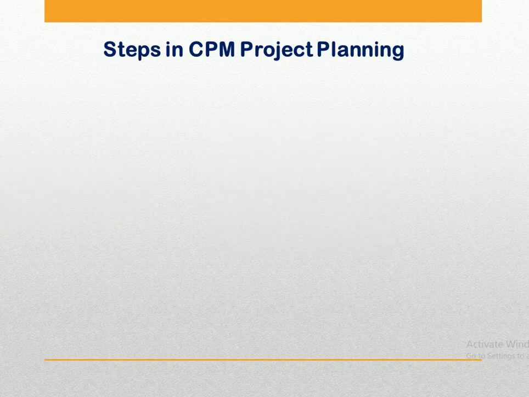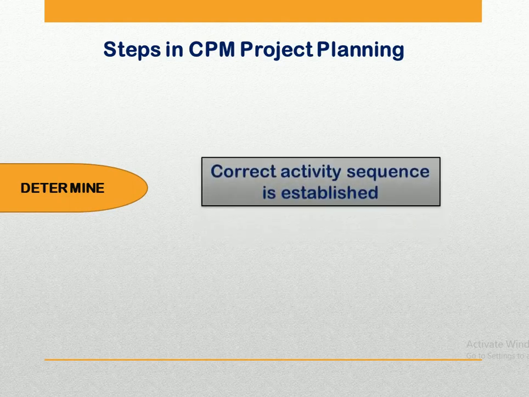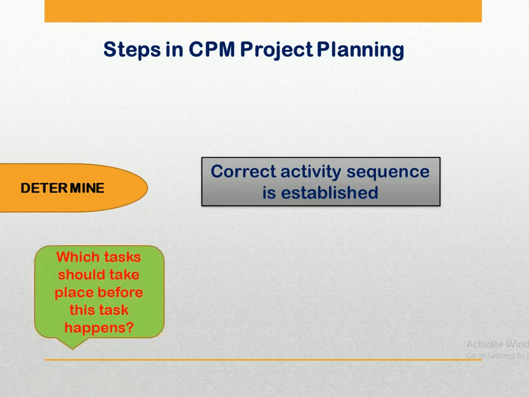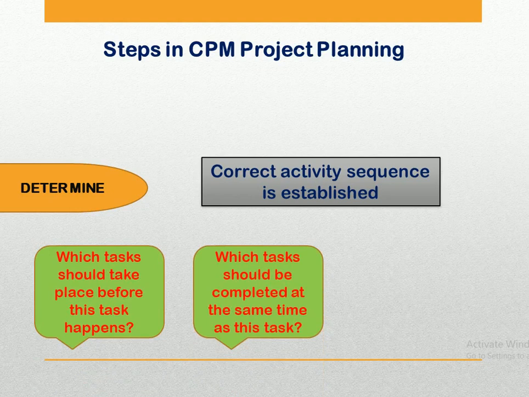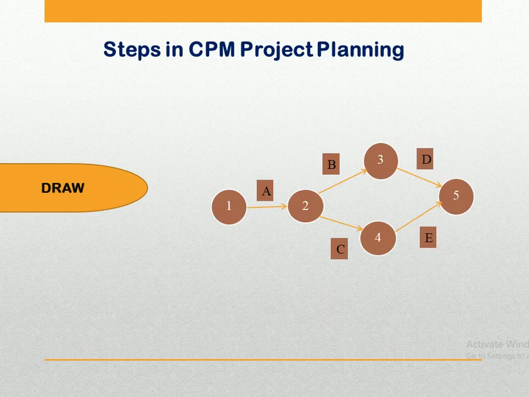So the second step here is to determine, and in this step the correct sequence is established, and for that you need to ask 3 questions for each task of your list. The first question is: which tasks should take place before this task happens? Second, which tasks should be completed at the same time as this task? And third, which tasks should happen immediately after this task? So these are the 3 questions that you need to ask for each task of your list.